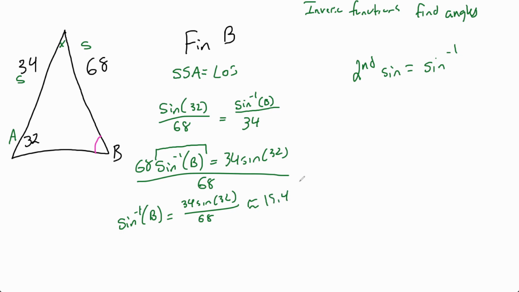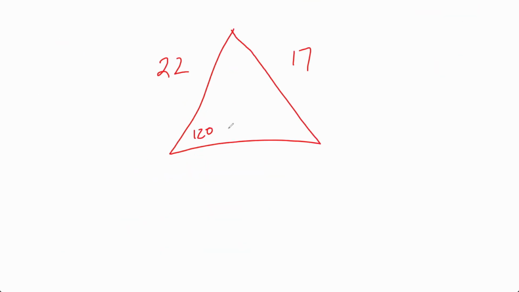And let me show what your screen should look like when you're plugging in for this. This should look like inverse sine 34 sine 32 divided by 68. And once you have that in, you hit equals and you will get 15.4. If you don't, double check that you're not in radians. Make sure you're in degrees.